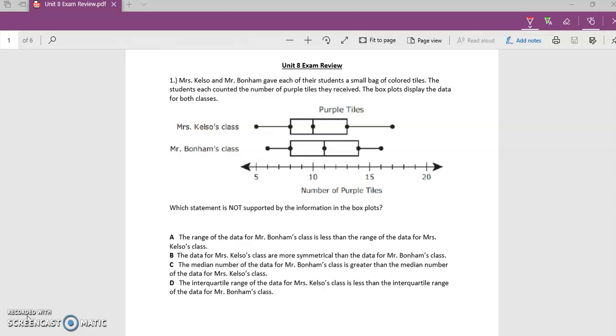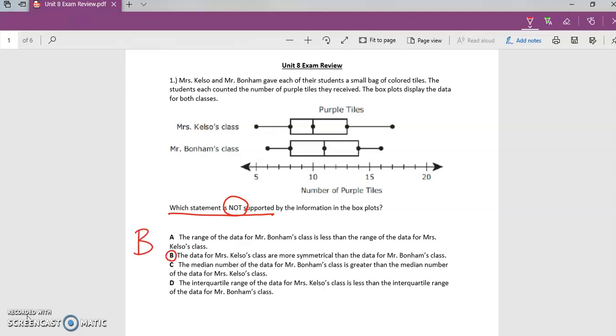It has a box plot, or 2 box plots, and it says which statement is not supported by the information in the box plots, but the "not" is the important part, because we're going to look for one that's not true. Looking through these answers, it's asking us to compare things like range, symmetry, the median, interquartile range. The correct answer would be letter B.